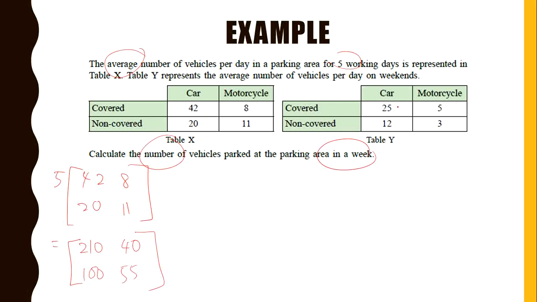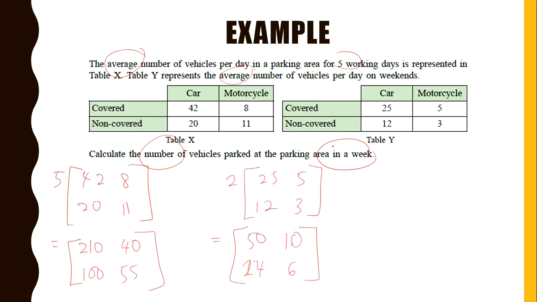Okay, for weekend pula, dia pun bagi average juga untuk weekend. So, kalau kita nak tahu the real number, okay, so we must times weekend ada berapa hari? 2 days, right? Okay, so kita darab dengan 2. Okay, so darab dengan 2, we will get, here is 50, 10, 24 and 6. Okay, so ni actual number for weekdays and this one is actual number for weekend.